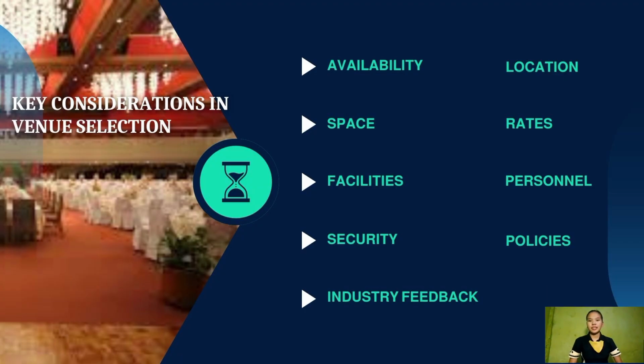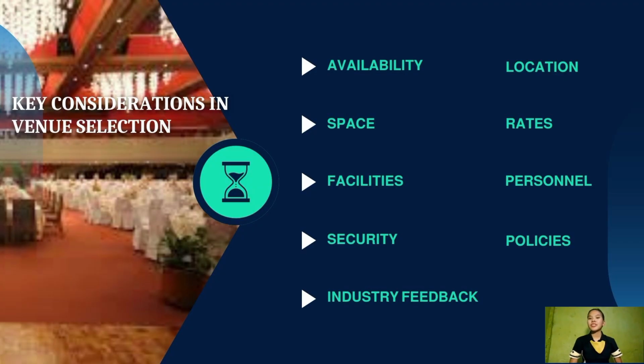Third is the facilities. The venue must have the needed equipment. For example, for a seminar, the place should have a sound system, projector, and clean restrooms. Fourth is the security. Guests must be safe. For example, big events should have security guards, CCTV, and emergency exits.